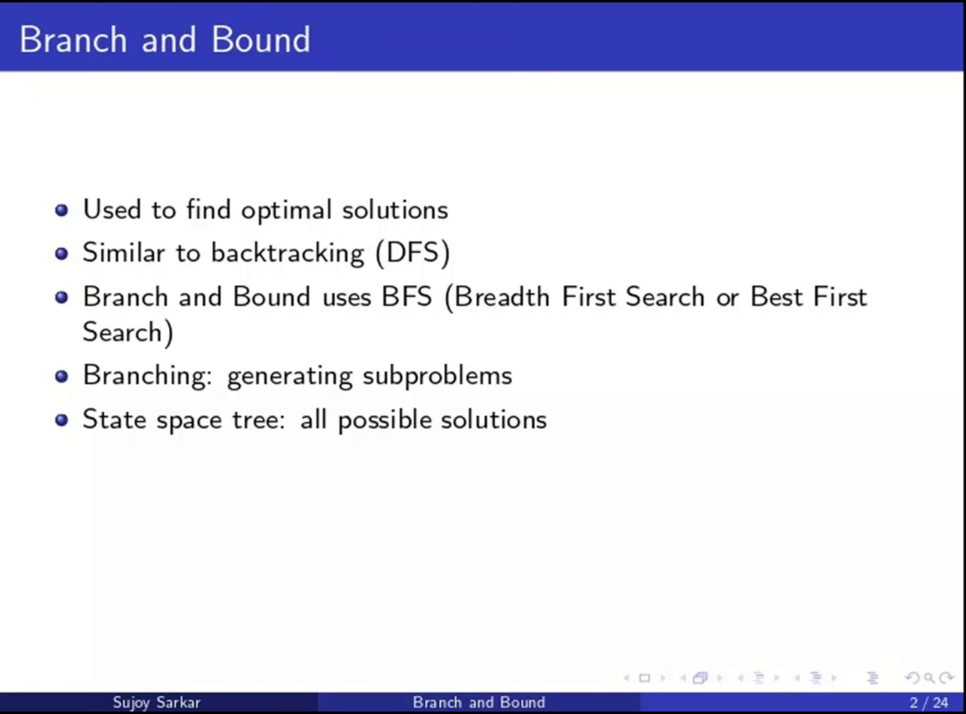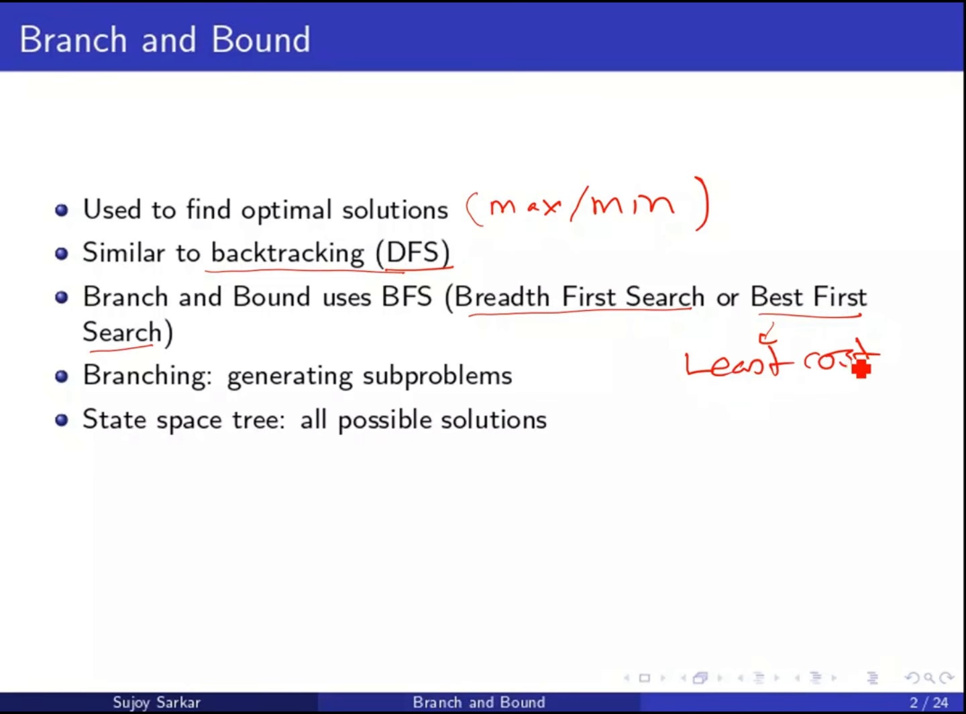So branch and bound is used to find an optimal solution, that is maximum or minimum. It is similar to backtracking, that is we search for a solution, but instead of DFS here we use breadth first search or best first search, which is also called least cost search. And here we'll have something called a state space tree that will represent all possible solutions, and we'll try to efficiently search this state space.